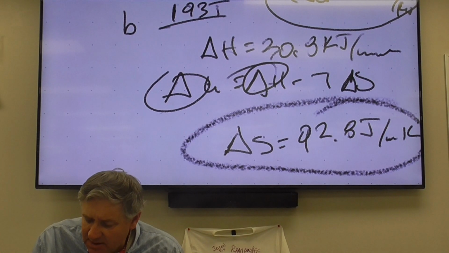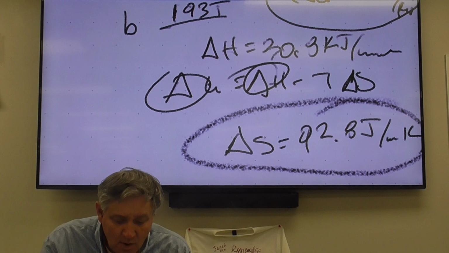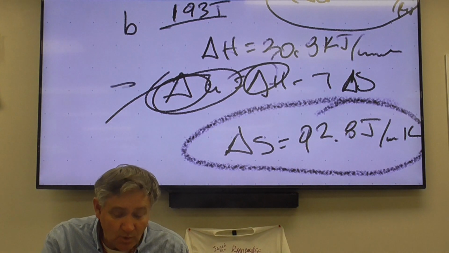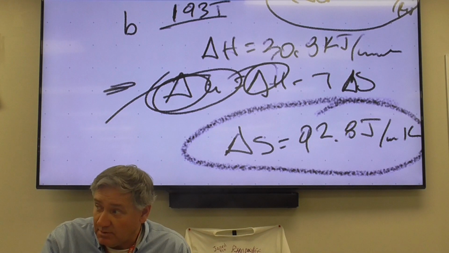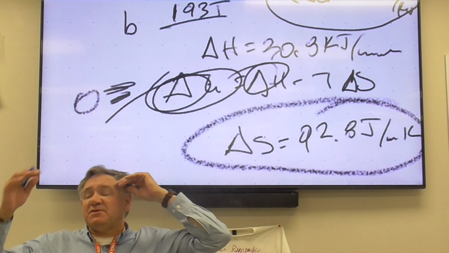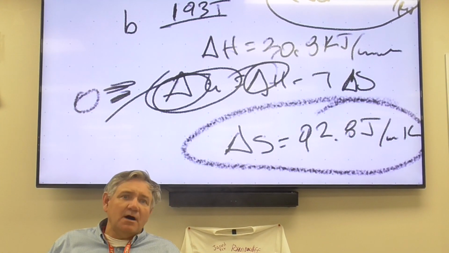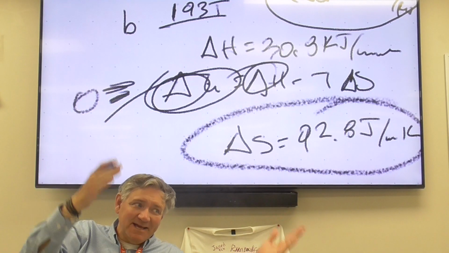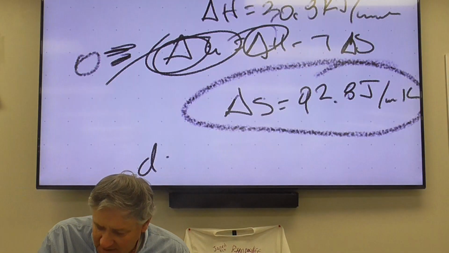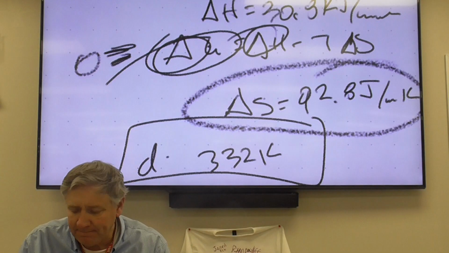So on D, you're going to find that temperature. At the boiling temperature, what are you going to let delta G equal? When it's going to boil, what's delta G going to equal? Zero. You're going to solve for the temperature. Now, think this through. Is that temperature going to be above or below 25 degrees Celsius? Above. That's why bromine is a liquid at room temperature. So if you do the math on D, you're going to get 332 Kelvin. Okay?